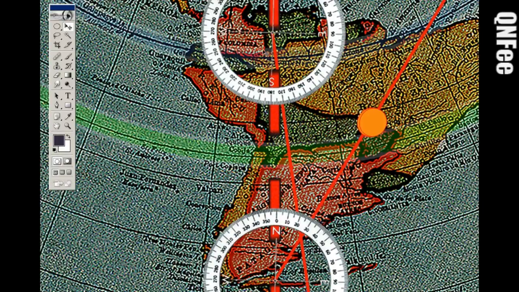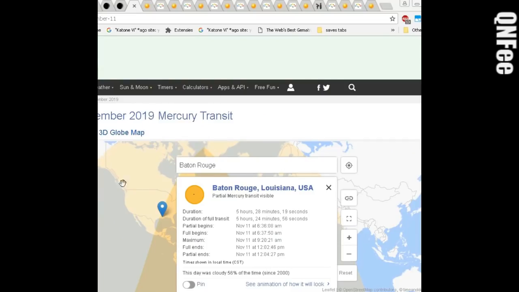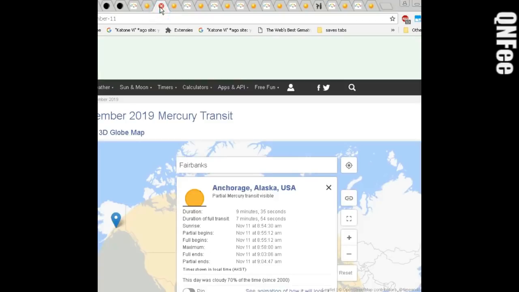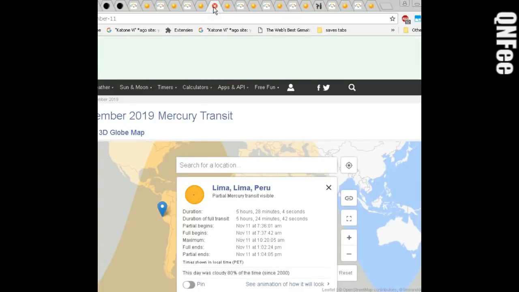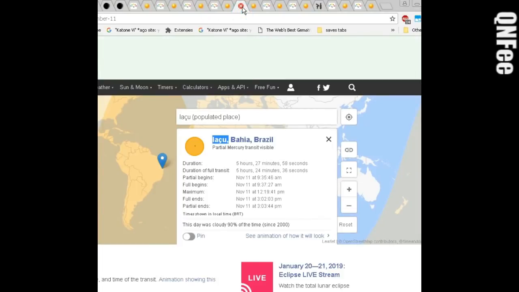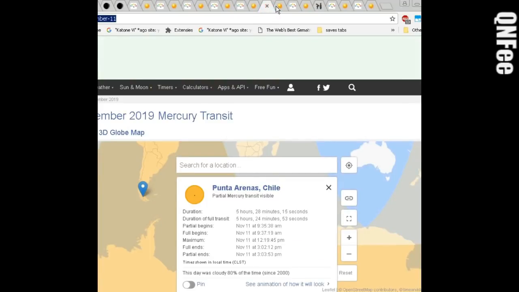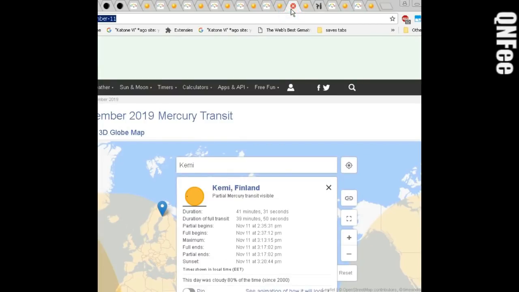Maybe I made a mistake, and please correct me if I did. I added some other places when the maximum transit starts: Baton Rouge, Anchorage, Alaska, Amsterdam, Netherlands, Lima, Peru, Brazil, Punta Arenas, which you already have seen, and Kemi, Finland.